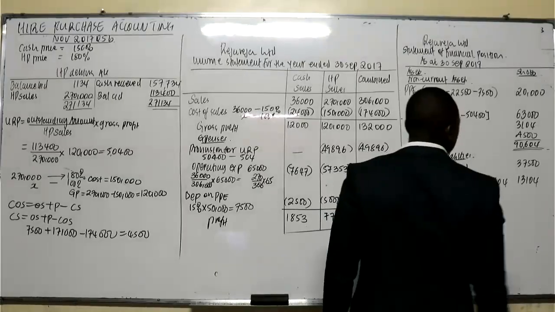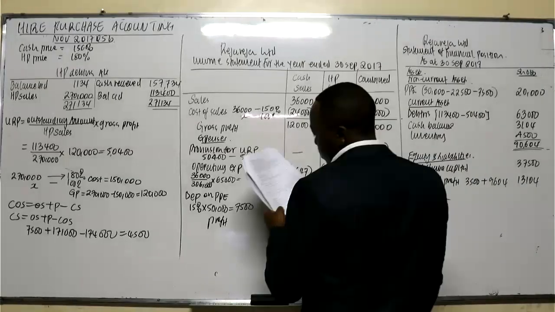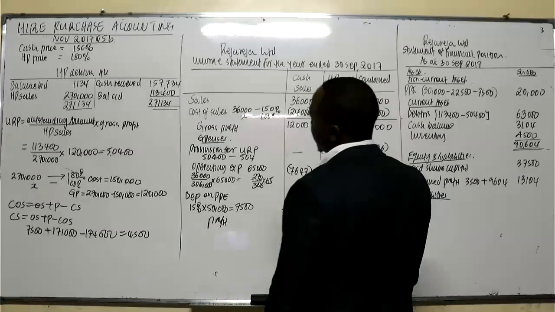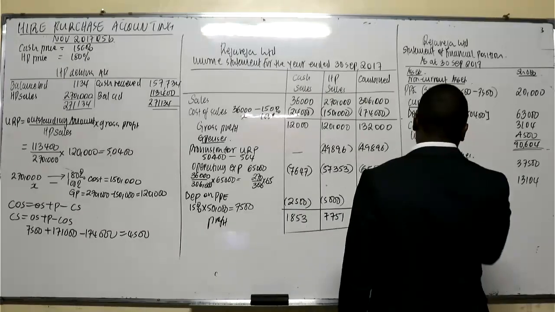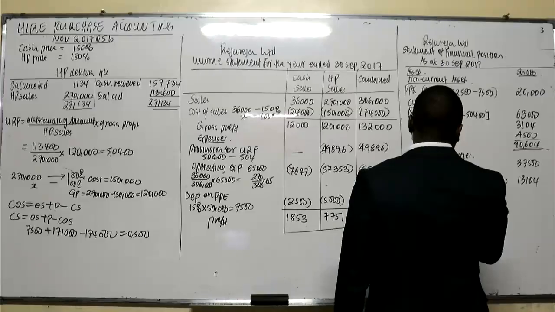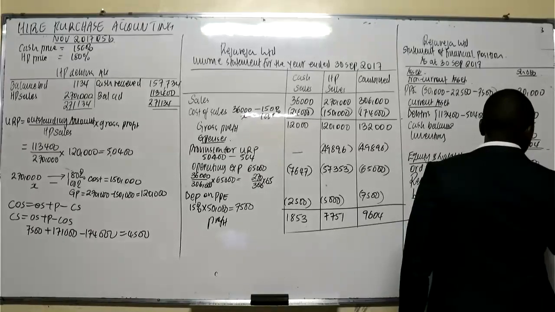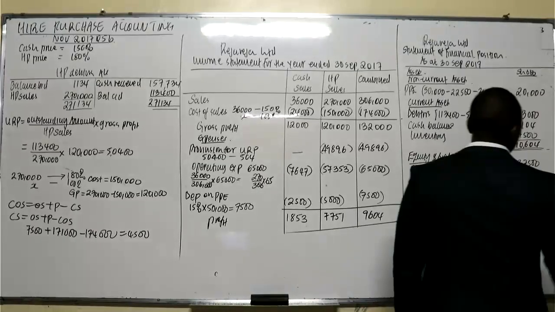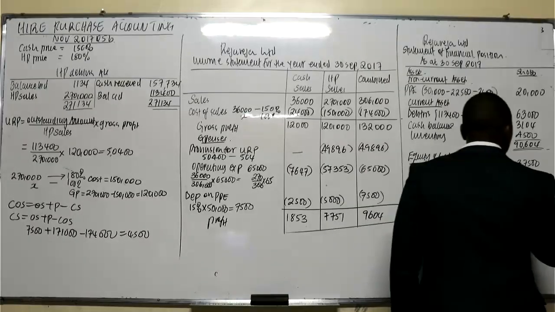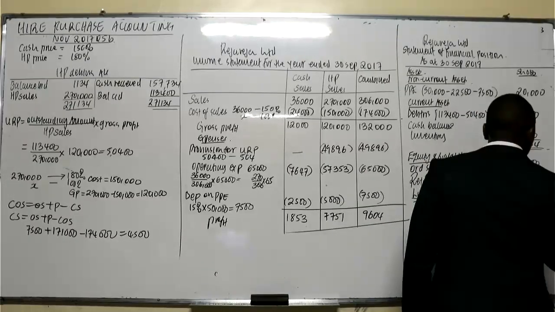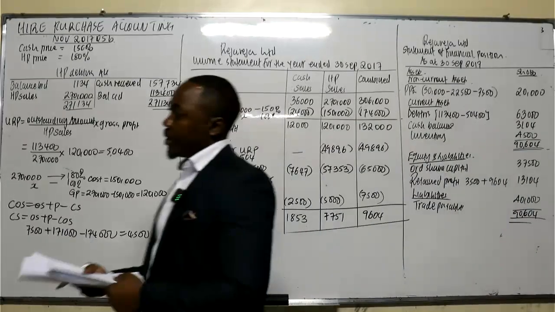Then lastly, we have liabilities. Liabilities, only the current liability. What can you see? Trade payables. And the trade payables was an amount of, is it 40? 40,000. 96. So you can copy now.